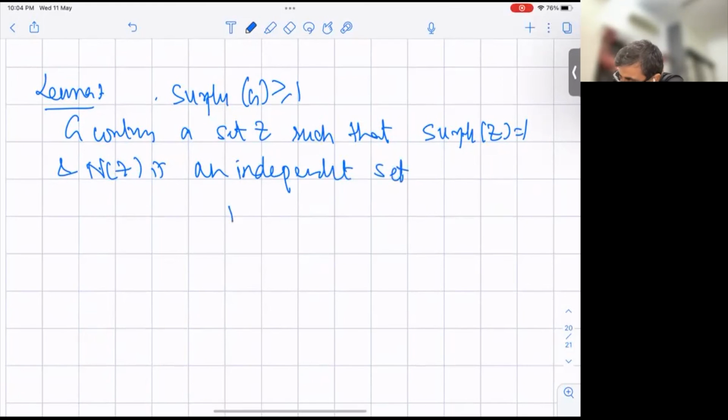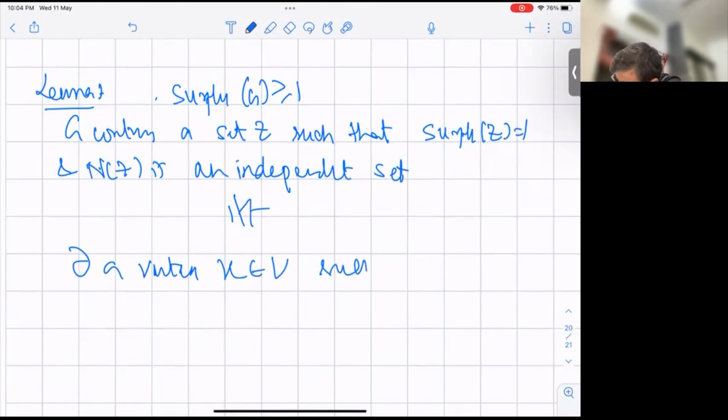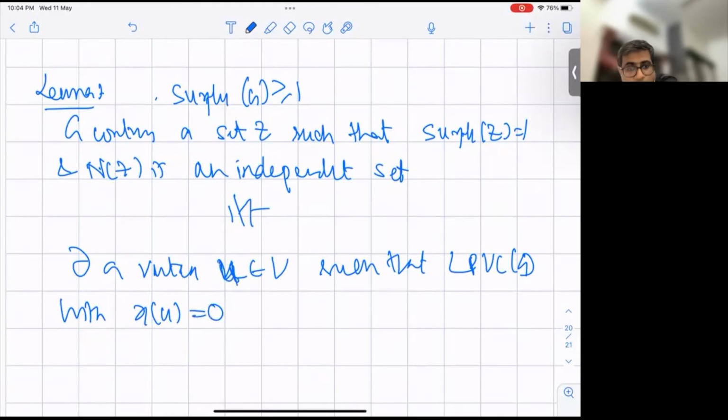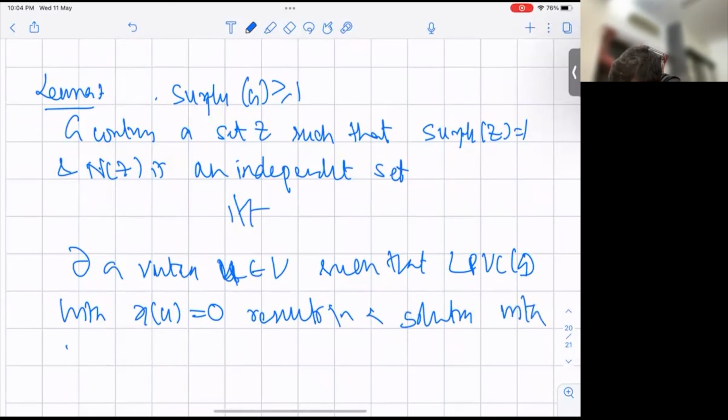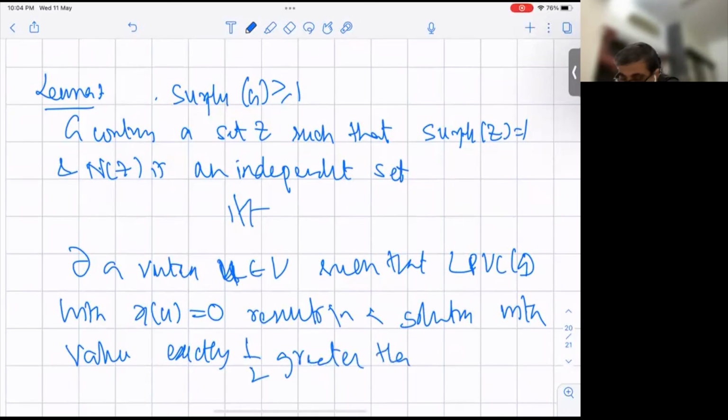If and only if there exists a vertex U in V such that, same kind of thing, LP vertex cover of G with x_U equal to 0 results in a solution, okay, with value exactly half greater than the value of the original LP.